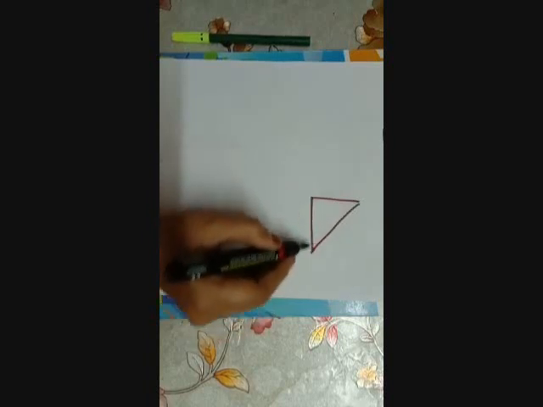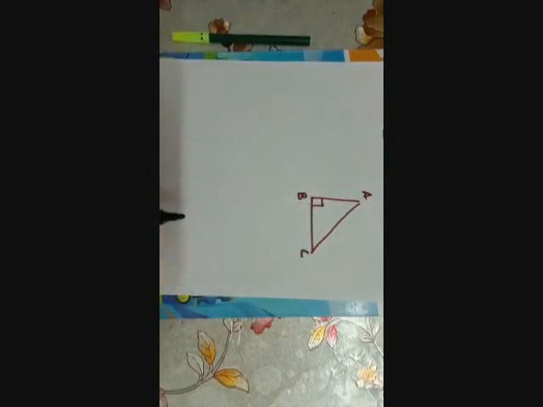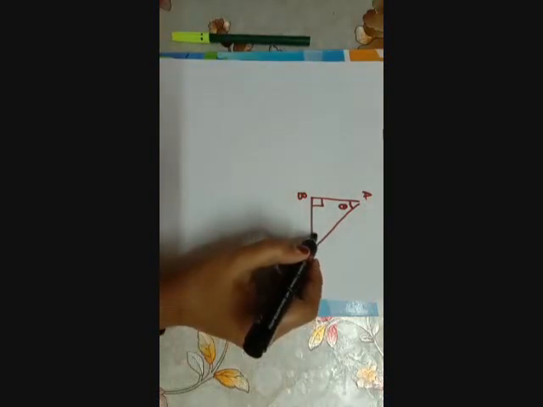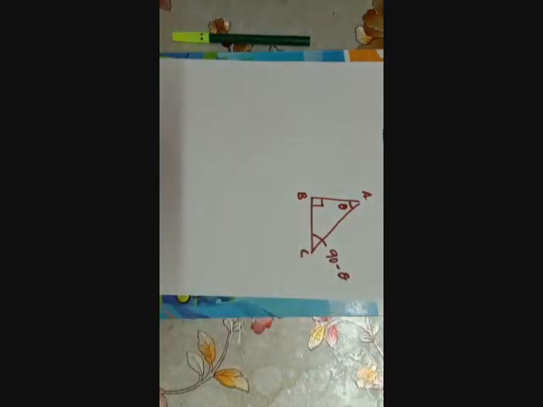In a triangle ABC, if angle B is equal to 90 degrees and angle A is equal to theta, for example, angle B is how much? 90 degrees. Suppose angle A is some theta, now what will be your angle C? Angle C will be 90 minus theta. Clear?